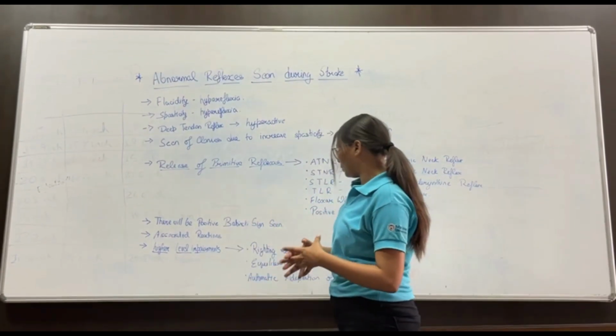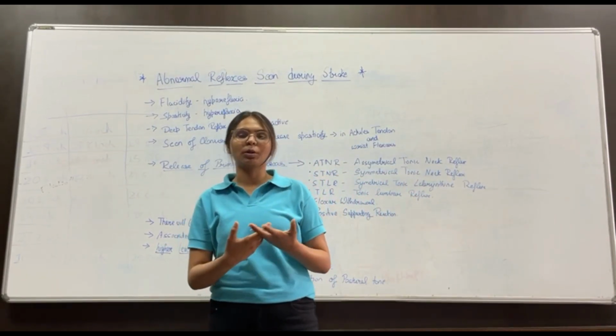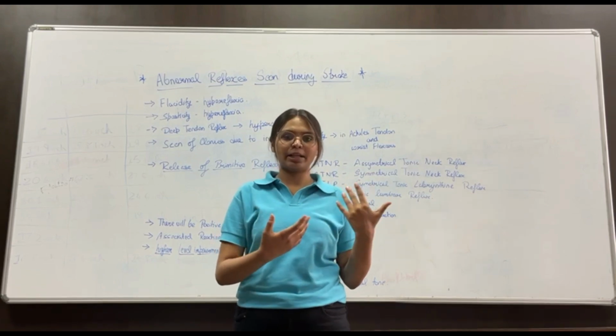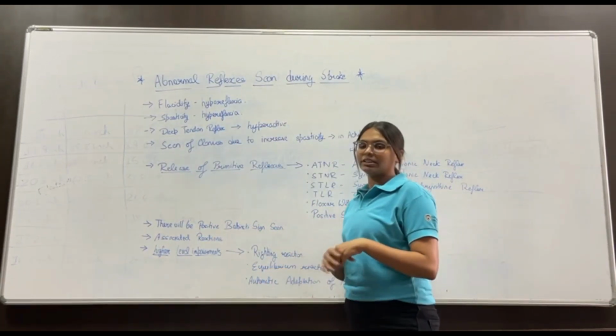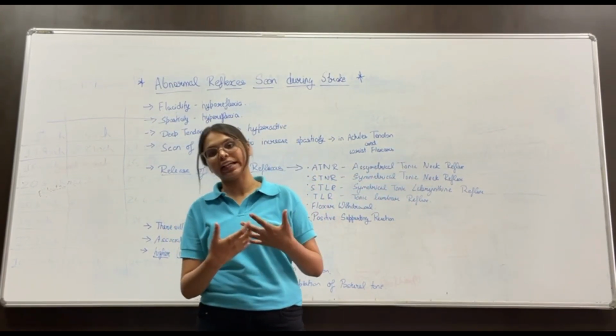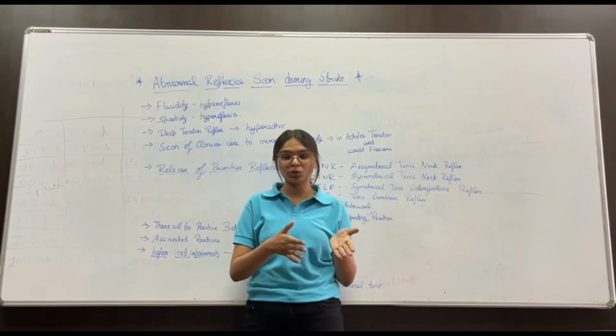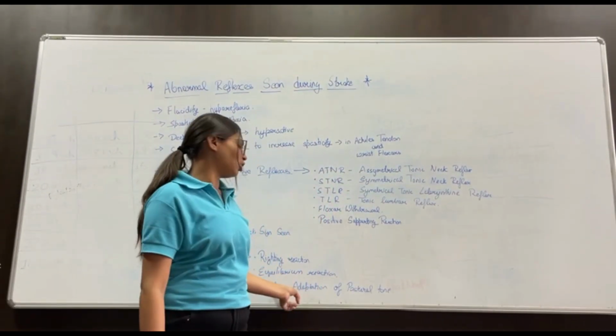Higher level impairments: righting reactions. Righting reactions are the normal response for maintaining the alignment of head, trunk and limbs. Equilibrium reactions. Equilibrium reactions are the response to maintain balance during any kind of fall. Automatic adaptation of postural tone.